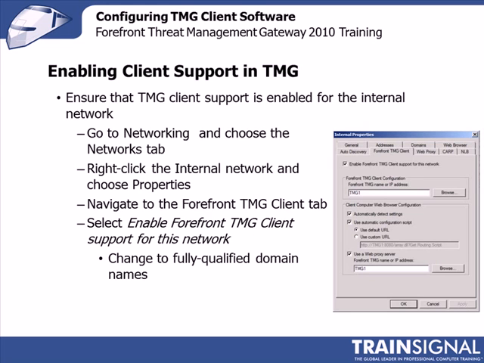This happens in the networking node, and you choose the Networks tab. The internal network is the one that's going to have Threat Management Gateway clients, so we go to the properties of that internal network, to the Forefront Threat Management Gateway client tab, and enable client support for the network. And we'll change anywhere where we see a server name to a fully qualified domain name, just for ease of troubleshooting later on. So let's go over to the Threat Management Gateway server for Global Mantic and take a look at this configuration in action.